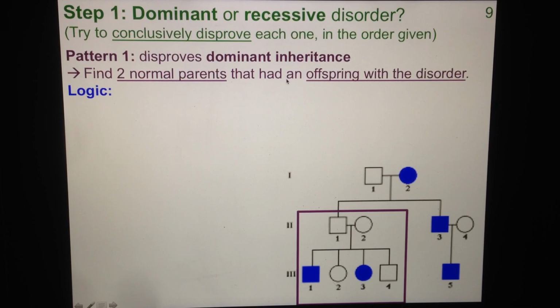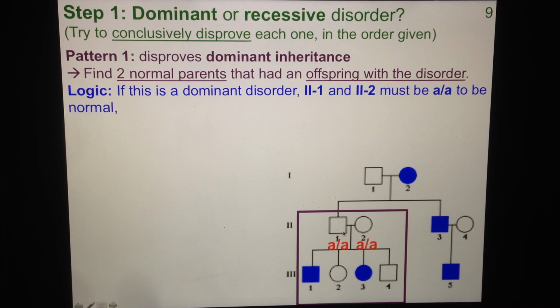Okay, but let's talk about the logic behind it. So why does this actually work? What does this pattern mean? Well, if this was actually a dominant disorder, right? So big A would cause the disorder, small a makes you normal. That means that both of these parents have to be small a, right? The only way you can be normal is if you have 2 copies of the recessive normal allele, right?